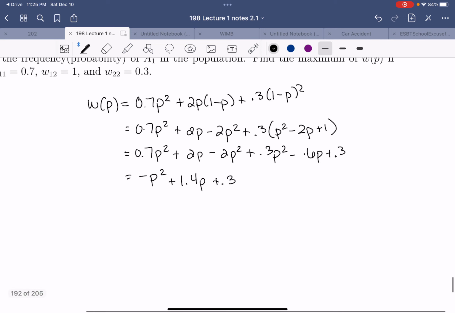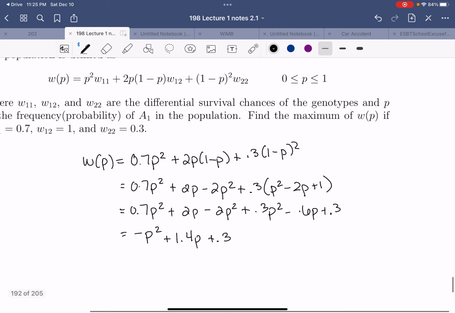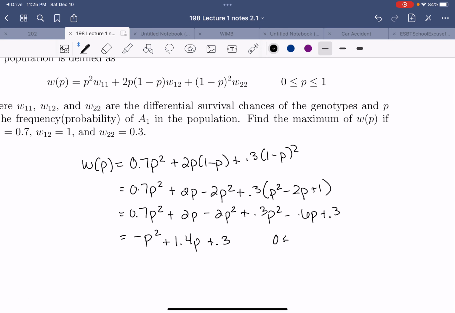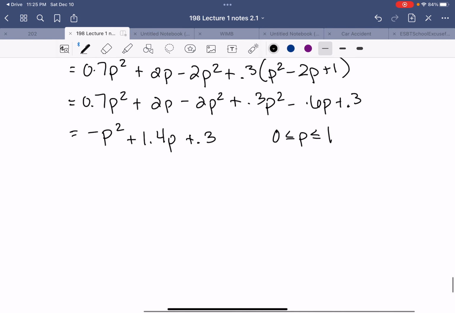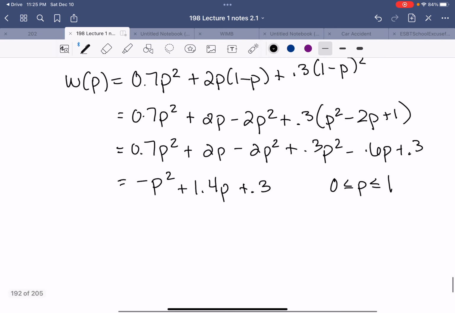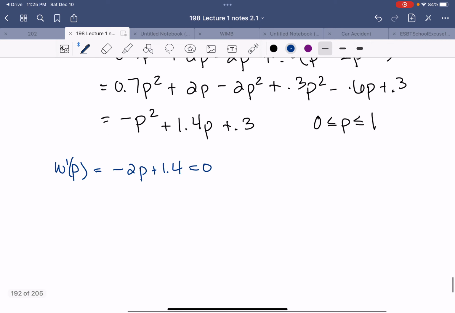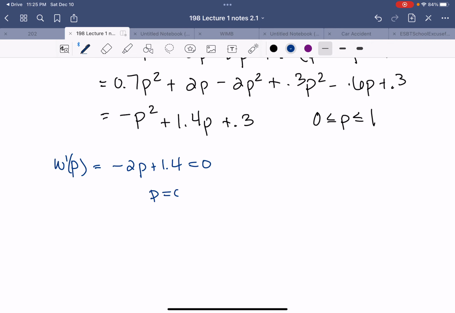All right, and again, this is given on an interval 0 is less than or equal to p is less than or equal to 1. So let's go ahead and find our derivative. So w prime of p is negative 2p plus 1.4. Set that equal to 0. Subtract your 2p over and divide. That gives you p equals 0.7. Second derivative gives you negative 2, and that's concave down, so that's a local max.